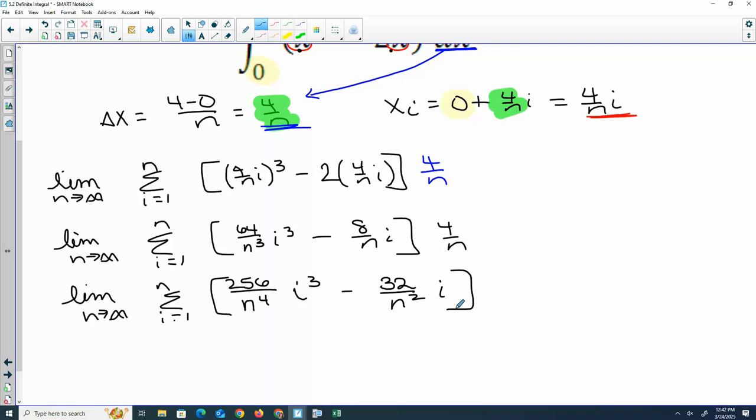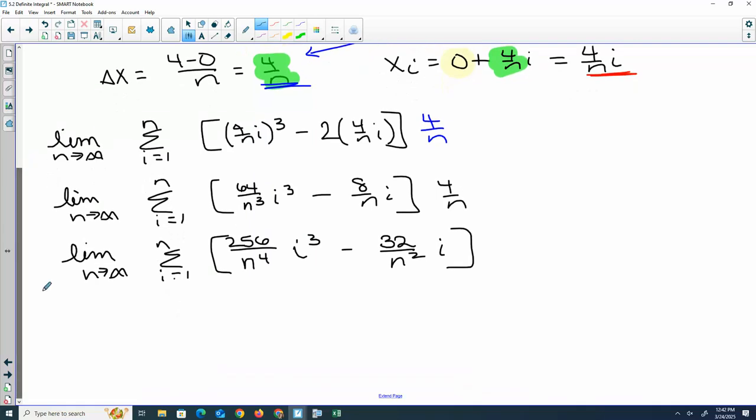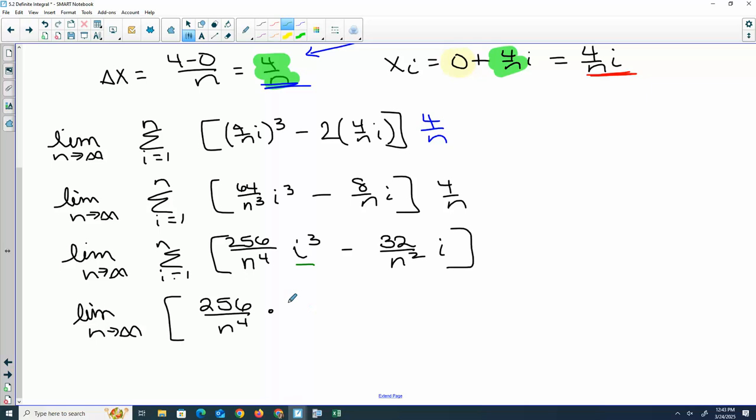Now what? Okay, so we know the summation can go inside here. At this point, you don't necessarily have to show all of that work. I'm doing the 256 over n to the fourth to kind of come out, and then you do your i cubed rule. What is the sum for i cubed? n squared, n plus 1 squared over 4. Minus 32 over n squared. What is my formula for i? n times n plus 1 over 2.